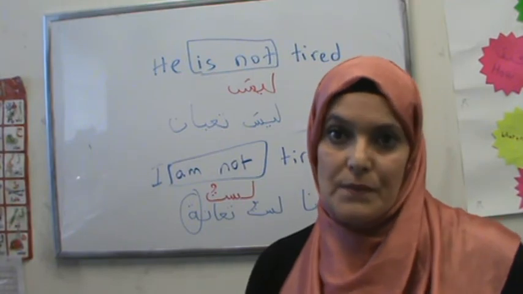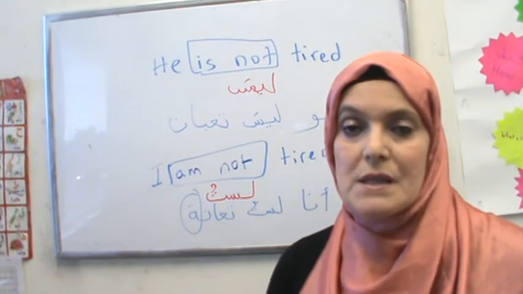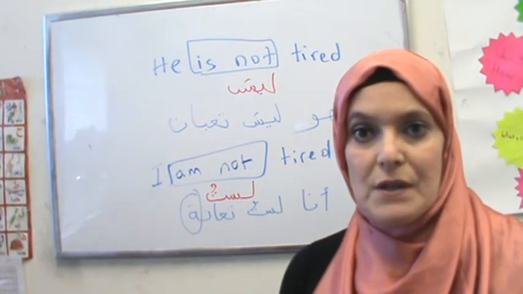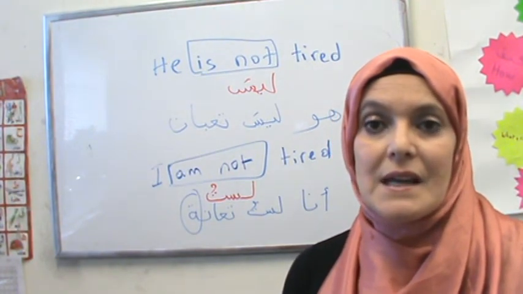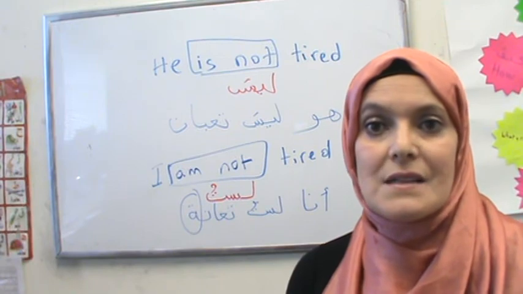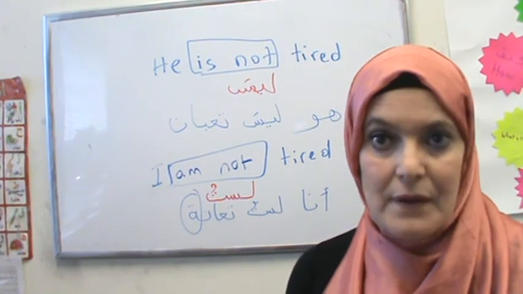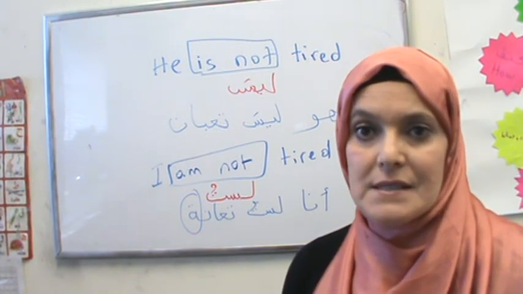I hope this short video helped you to understand how to negate with a noun. And I'll see you in the next video, also about when we use laysa. Laysa is also used to negate possession. When you say I don't have, we also use laysa. So that's what's going to come in the next video.